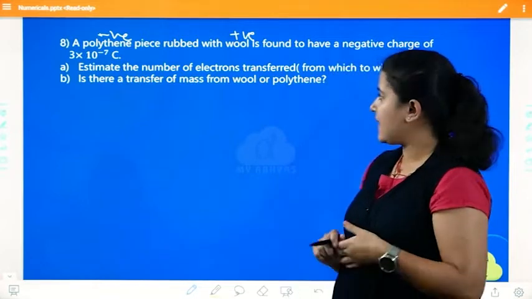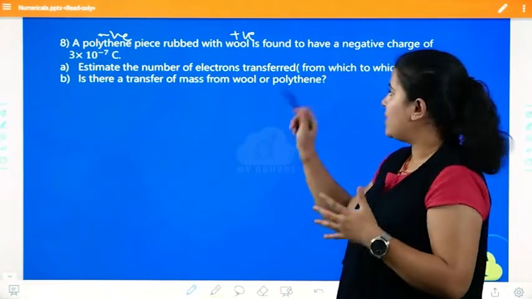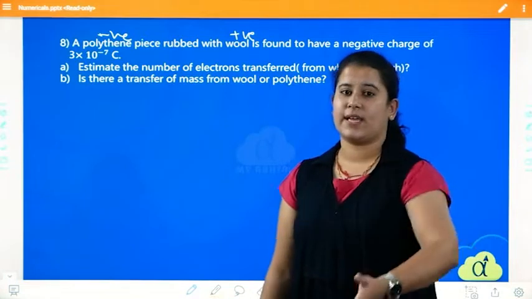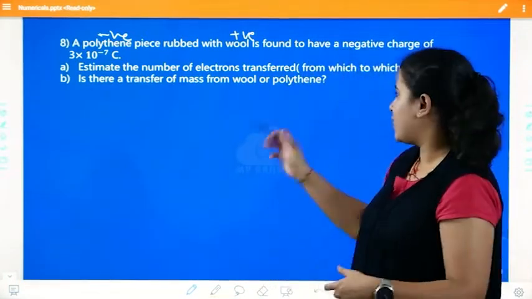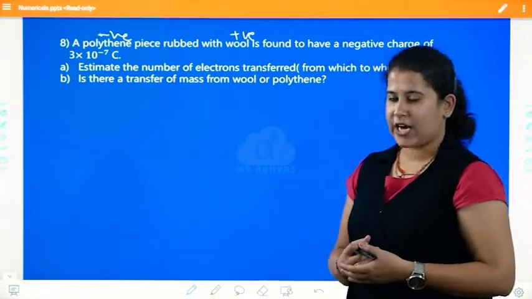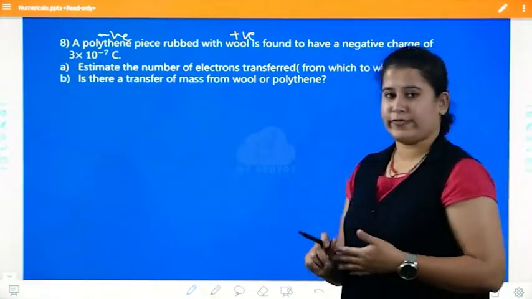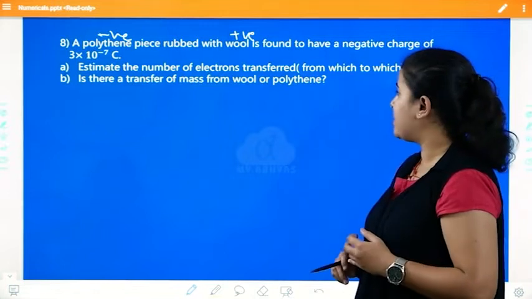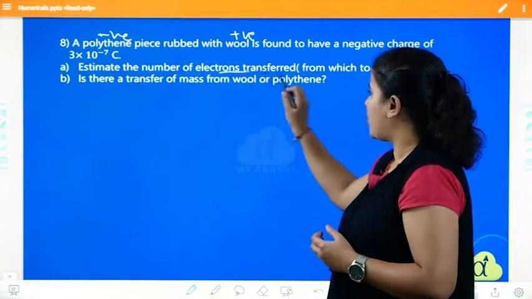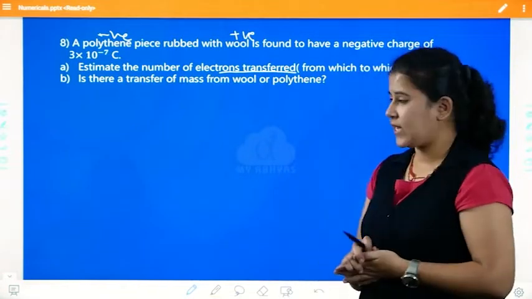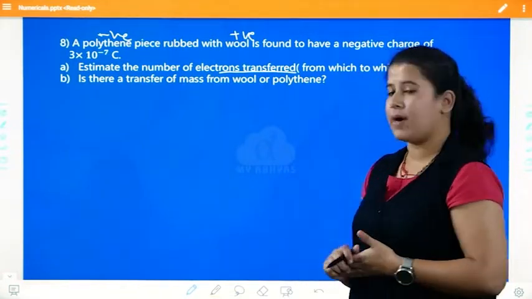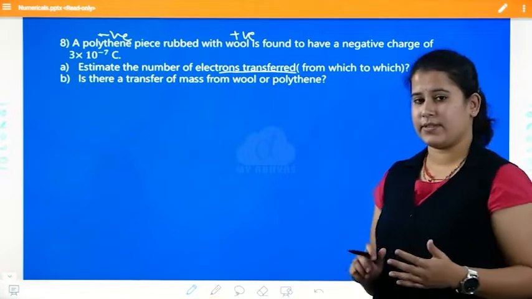So here, polythene is negative and wool is positive. Wool is giving out the electrons to the polythene and polythene is receiving them, so it gets negatively charged and wool gets positively charged. So what do I have to do? First thing, estimate the number of electrons transferred. How many electrons are transferred from the wool to the polythene? I have to check.